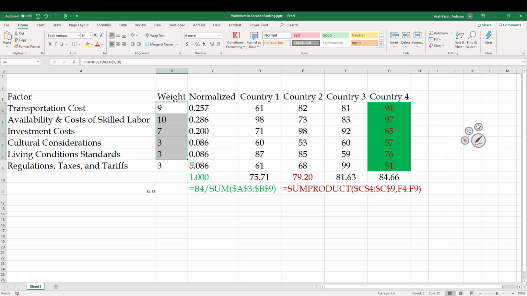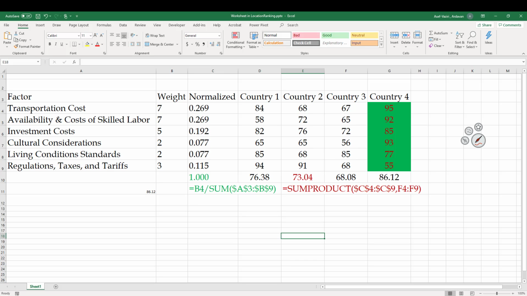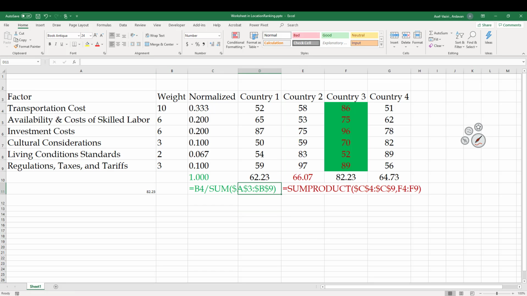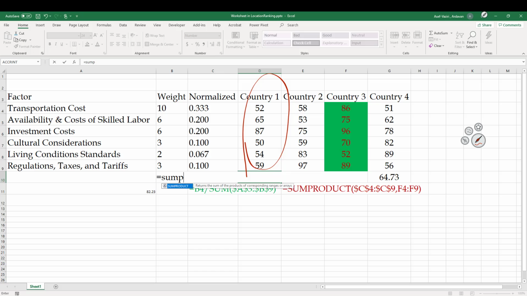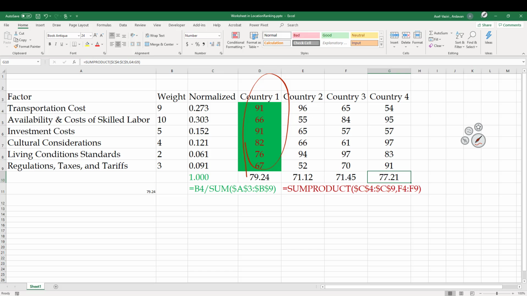So I have these numbers, and these numbers are random for you to experiment with different things. But if you don't like it, you can just copy it, paste it by value, and then examine. And these numbers also, I have entered random numbers. All my scores for country 1, and then I can simply go here and type equal to sumproduct of these weights and lock it, multiplied by these scores, and that will give me the average for the first place, and I can copy it to the right and have the numbers for all 4 places.